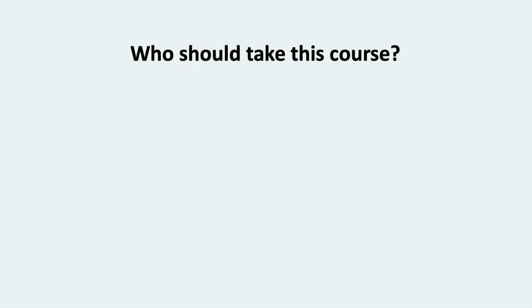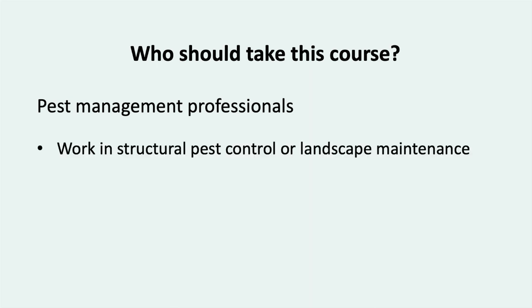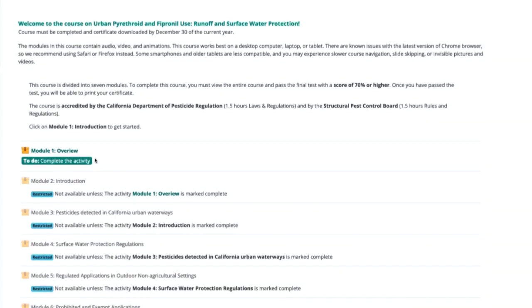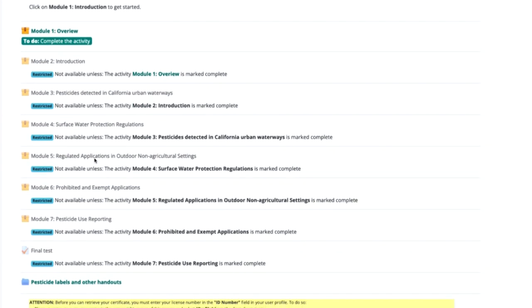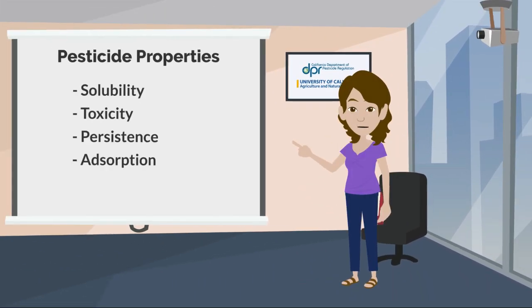The target audience are pest management professionals who work primarily in structural pest control or landscape maintenance and use pyrethroids or fipronil in their work, but aren't necessarily aware of the harm these pesticides can cause to surface water ecosystems. The course is divided into 7 modules and takes about 1.5 hours to complete. Each module opens with an animated character briefly explaining topics covered in that section.